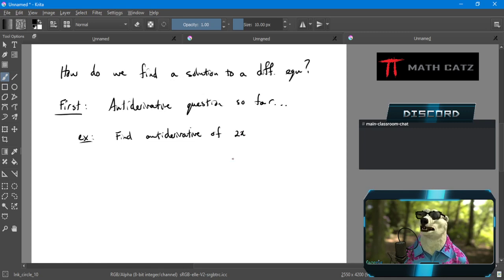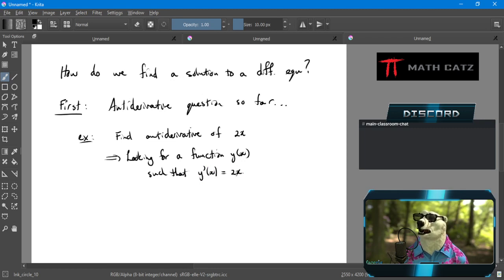What does that mean? That means I'm looking for a function, let's call it y of x, such that its derivative is 2x, right? The antiderivative question was the reverse question than the derivative question.